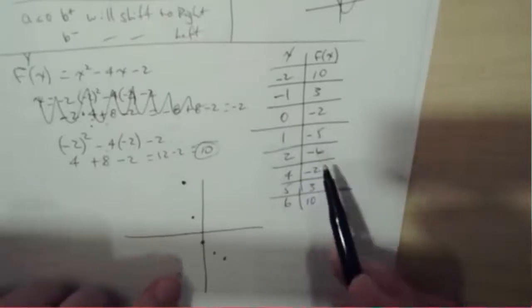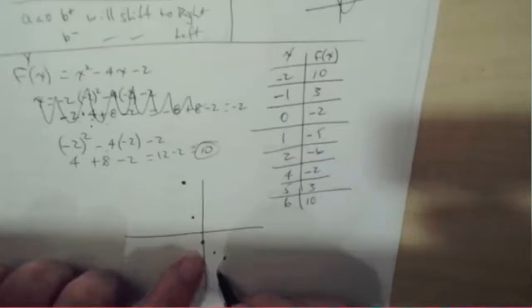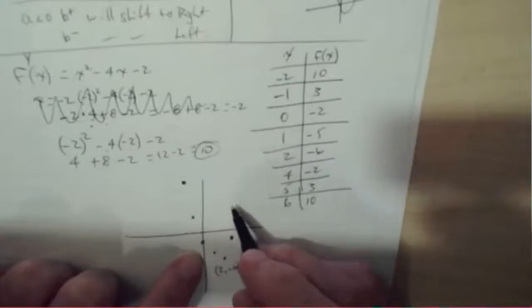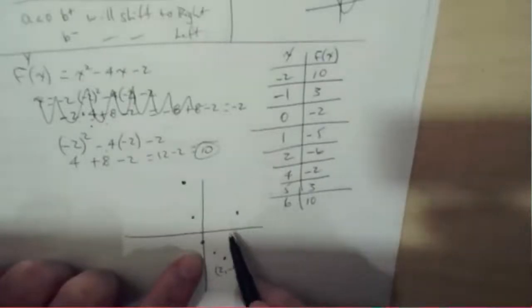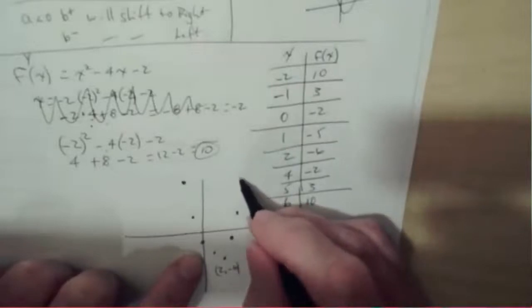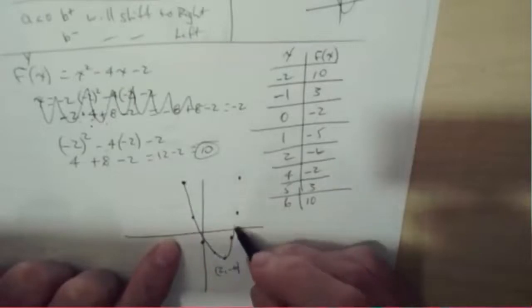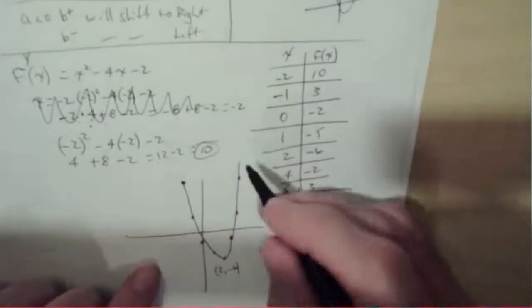2, -6. This one's 2. -6 is there. 4, -2. 1, 2, 3, 4. -2 is about here. 5, that was 4, so 5, and +3 is about there, and 6 and 10 would be about there. So here we have our nice pretty parabola opening upward.